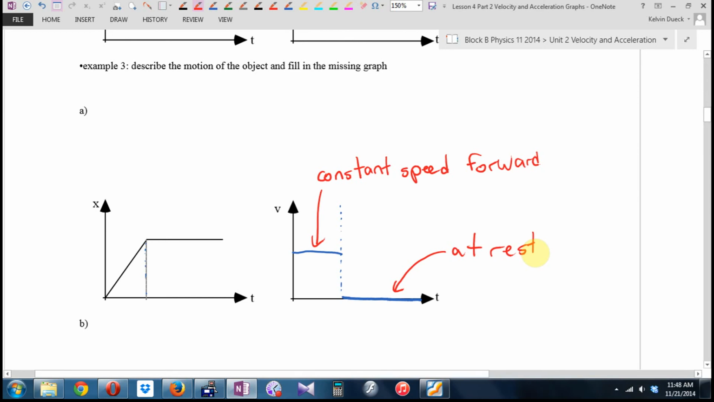What does a constant speed forward look like on a position time graph? Positive constant slope. What does a constant speed forward look like on a velocity time graph? Horizontal line above the x-axis. What does at rest look like on a position time graph? Horizontal line. What does at rest look like on a velocity time graph? Also a horizontal line, but how high? Right along the x-axis, 0 high.